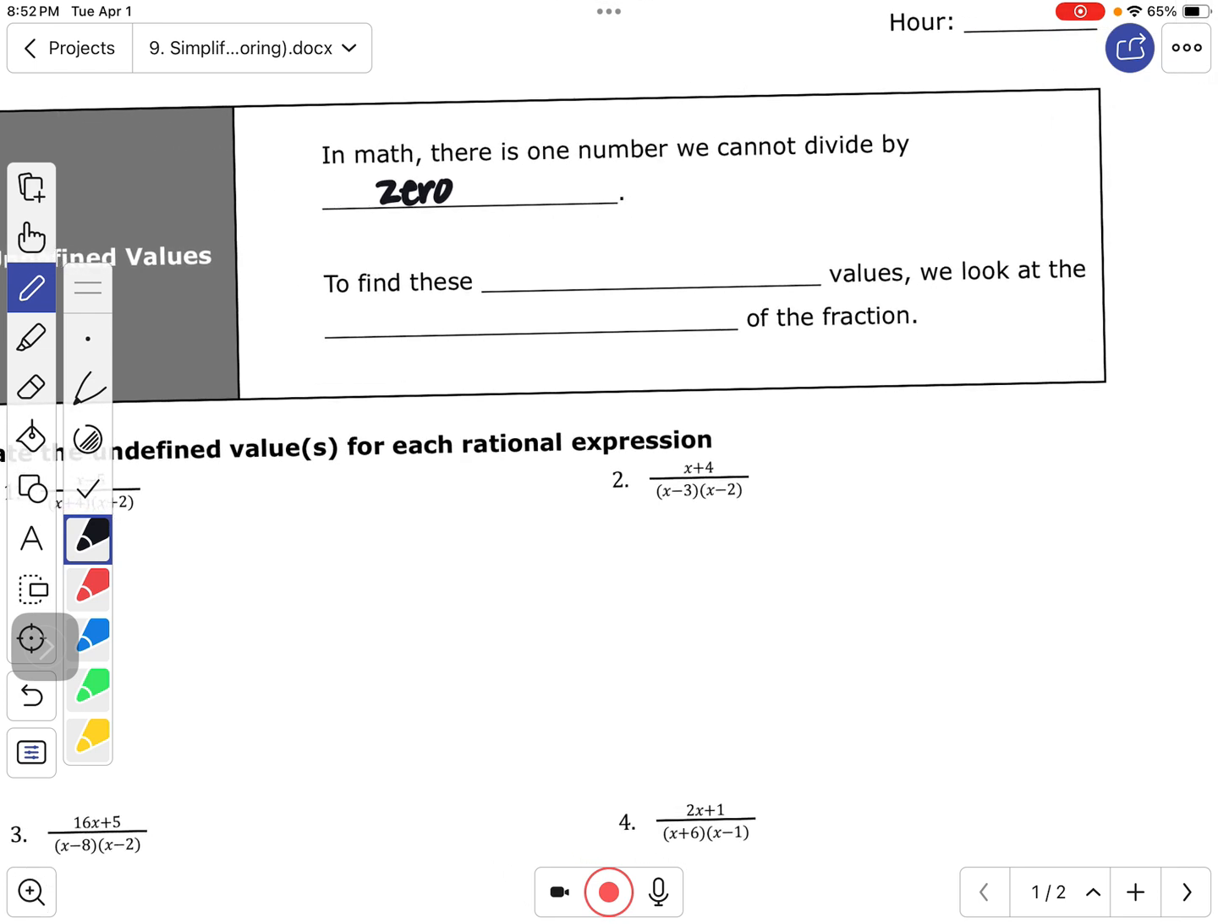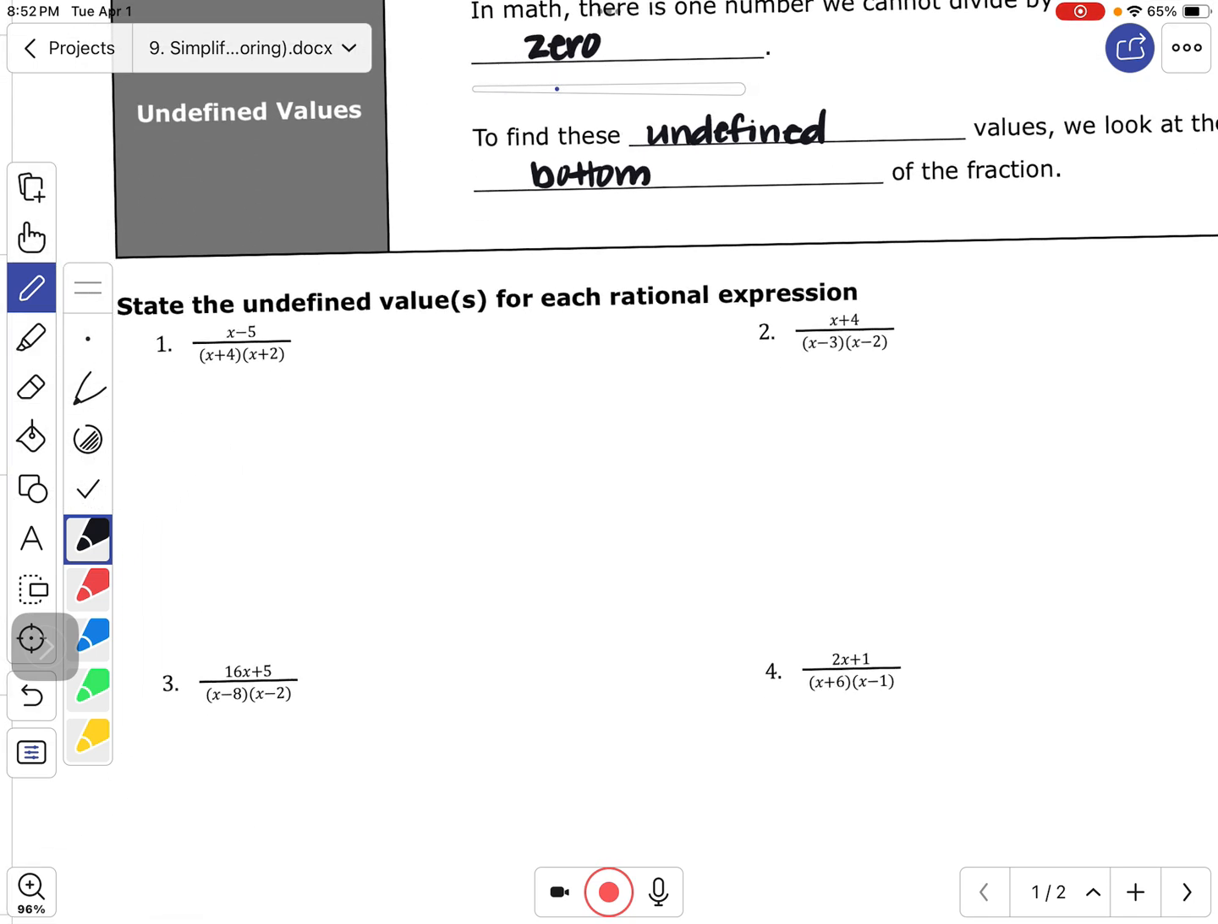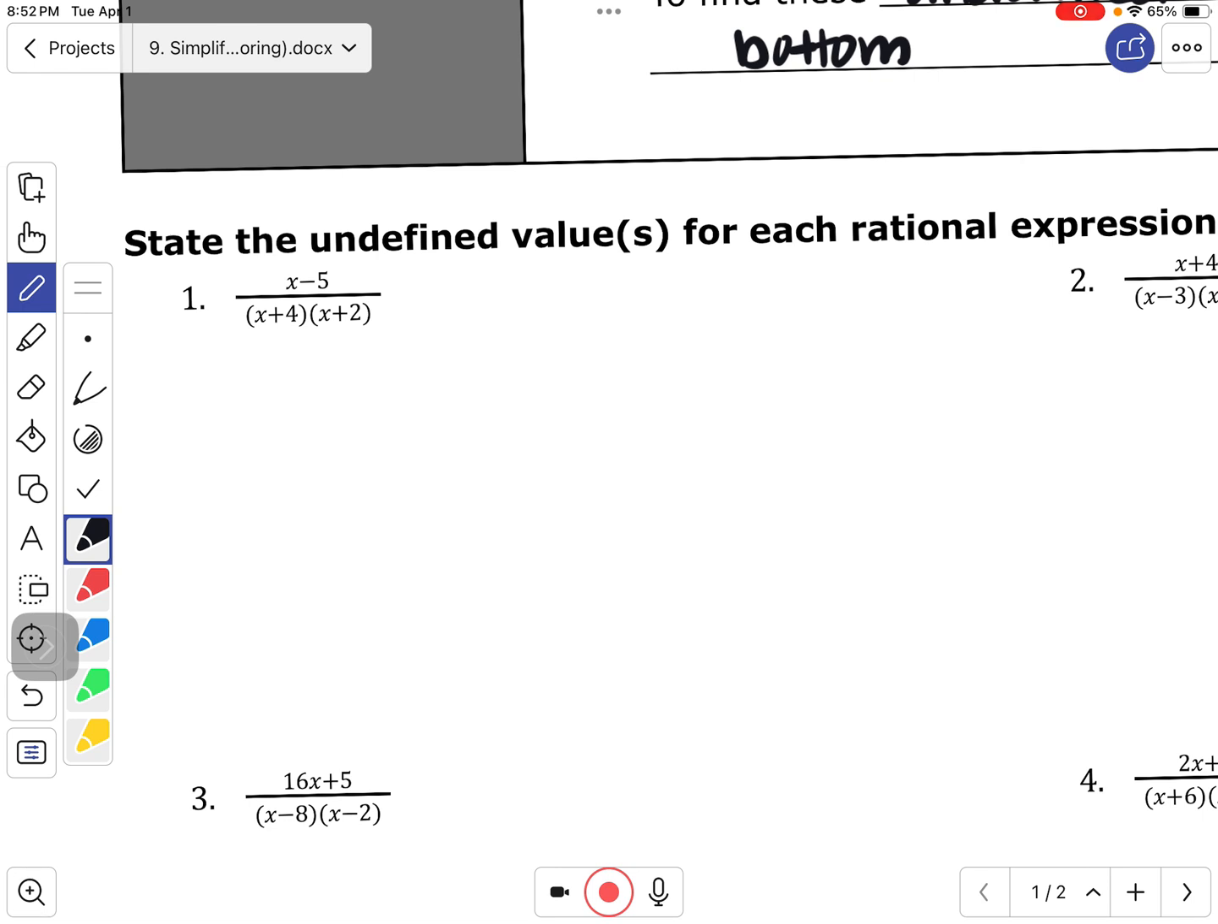And to find these undefined values, as they're called, we look at the bottom of the fraction. Okay, so let's look at this first one. If we can't have 0 in the bottom, then either this part of the parentheses or this part of the parentheses cannot be 0, because if you multiply them together and one of them is a 0, it just turns into 0 on the bottom, and you can't have that.